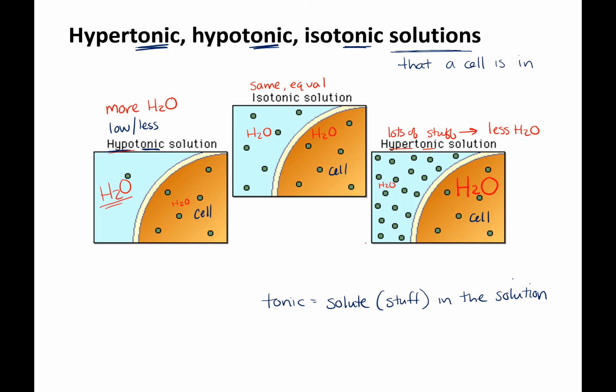One thing I want you to remember is that water is always moving, right? Even in an isotonic solution, it just means that the same amount of water that comes in the cell goes out the cell. In a hypotonic solution, because the water concentration is much higher, water is going to move into the cell from lots or high water to low water. And in a hypertonic solution, it's just the opposite, right? And you don't have to memorize this. You just have to know the key words and you can figure it out.